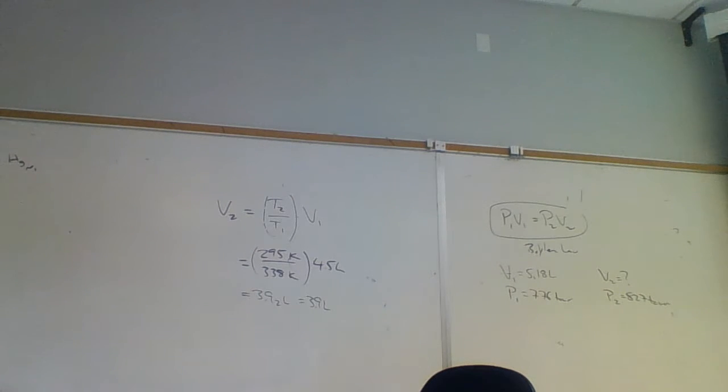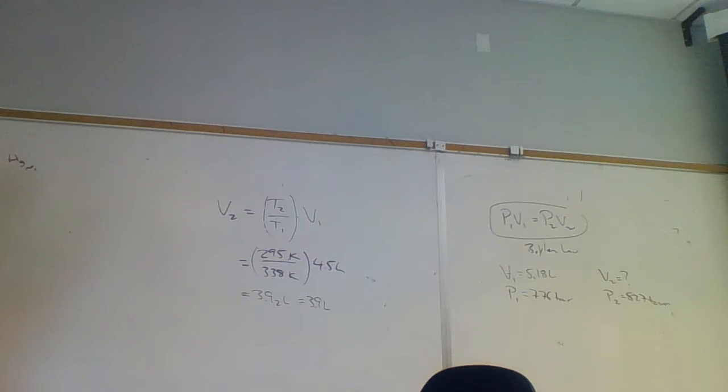And so you could just substitute millimeters of mercury. So P1 is 776 millimeters of mercury, P2 is 827 millimeters of mercury. A torr is shorter. It was named after Torricelli, who I think invented the barometer. So if the pressure increases, what should happen to the volume? It should decrease.